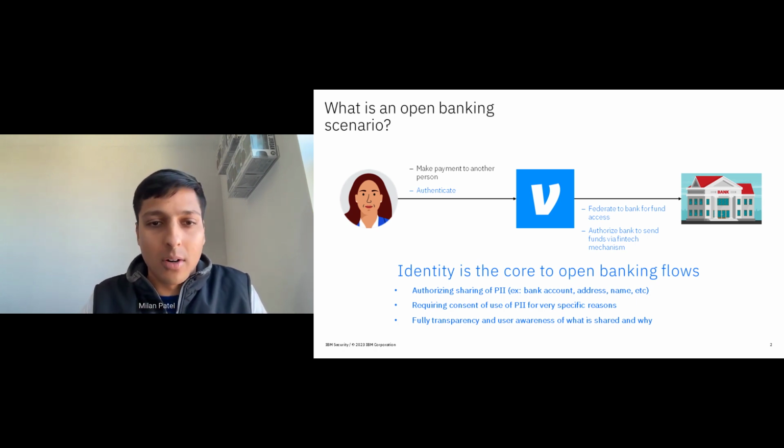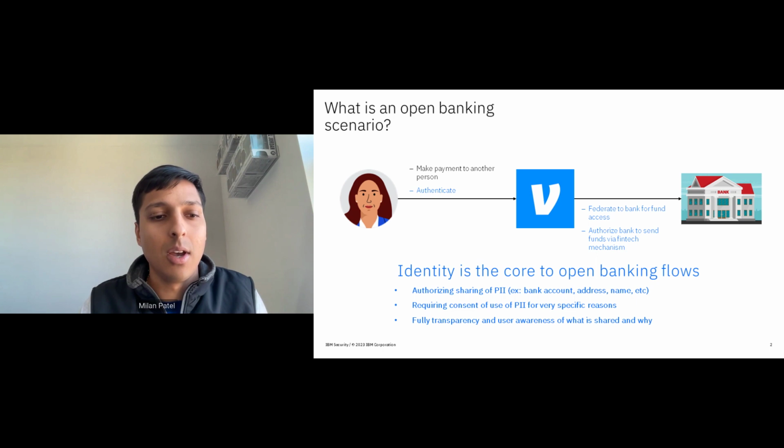Now, when we think about this, identity is the core to open banking flows. And there's three reasons why. The first is authorization and sharing of PII, right? So the user will need to be able to share bank account information, address, name, and other things that are needed to facilitate the transactions between Venmo and the bank that the user permissions.